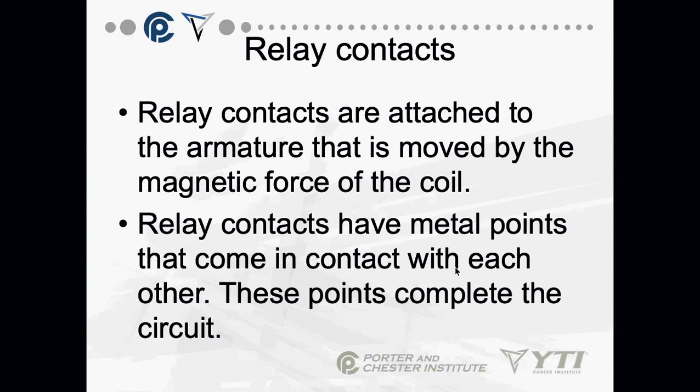Relay contacts are attached to the armature that is moved by the magnetic force of the coil. The contacts have metal points that come in contact with each other. These points complete the circuit. This is instantaneous. You put power on a relay, within a split second, those contacts close. There's no bouncing around. There's no sparking that goes on if it's working properly. It is an instantaneous close.